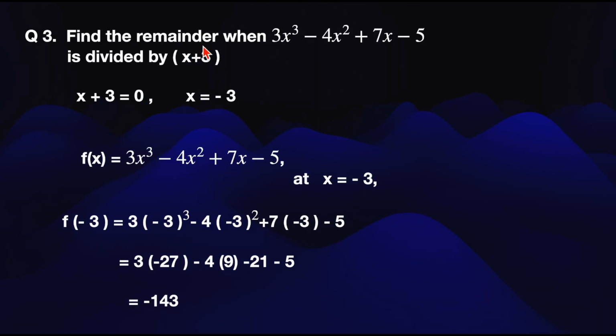Okay, here also the same sum. Find the remainder when this polynomial is divided by x plus 3. Put x plus 3 is equal to 0. x is minus 3. Here we are putting minus 3 in the polynomial. Then solve it. You get the answer as minus 143. It is the remainder when this polynomial is divided by x plus 3.